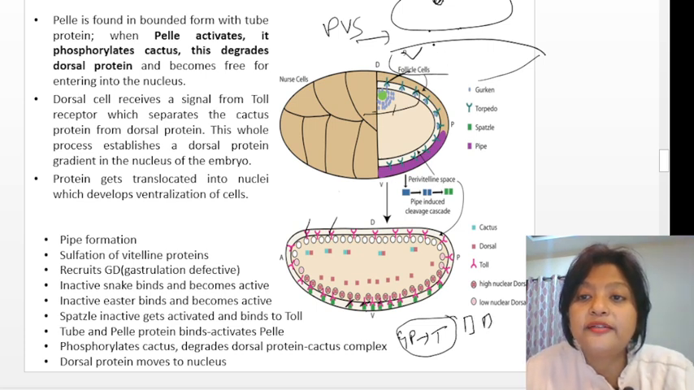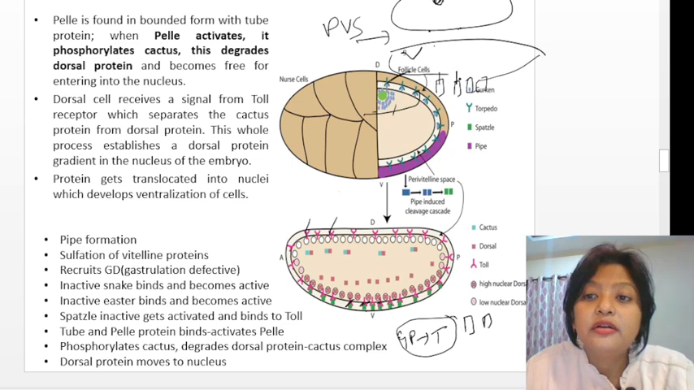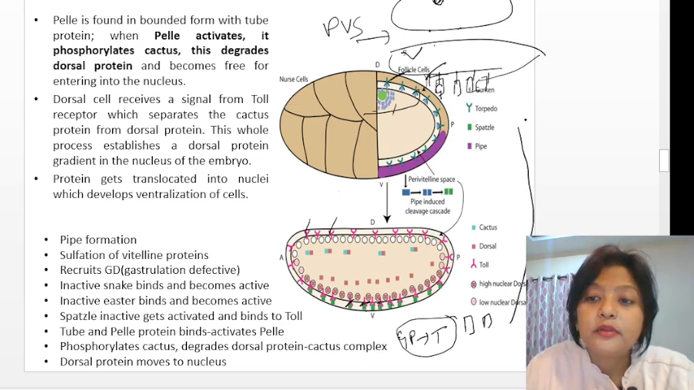So here the pipe synthesis is being formed. They are binding with the torpedo receptors. I'll show you. See, T is for torpedo, and this is for Gurken proteins. So T and G are binding out here. So when the Gurken proteins bind with the torpedo receptors, what's happening?